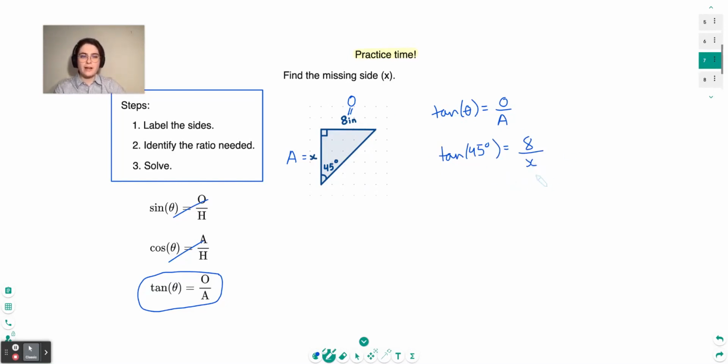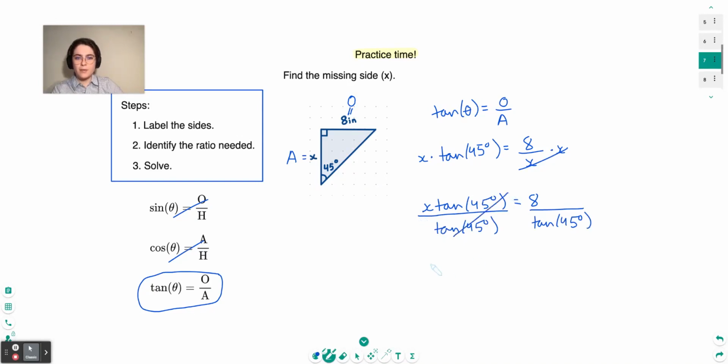We're trying to solve for x, so we should probably do some algebra before we get to our solution. I would multiply x on both sides to get rid of this x in my denominator. Okay, so the x cancels, and now we have that x tangent of 45 degrees is equal to 8. Now we should probably get rid of this tangent, so I'm going to divide both sides by tan of 45. So the tangents on the left cancel, and we end up with x equals 8 over tangent of 45.